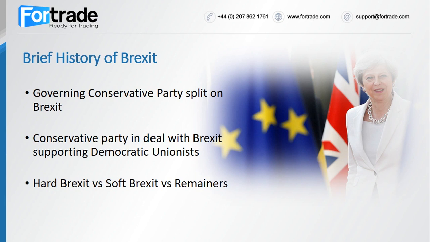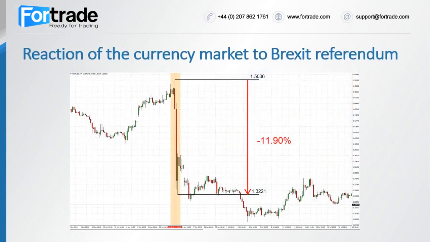This division across the country, in Parliament, and the diplomatic battle with the EU has caused numerous trading opportunities, which has seen huge changes in the value of the British pound. So you can see here the reaction of the currency market to the Brexit referendum. Many economists predicted that the markets would not be kind to the British pound in the event of a vote for Brexit. On June the 23rd, 2016, the day of the result, the GBP USD collapsed by more than 11%. Similar losses were recorded against multiple currencies on that day.